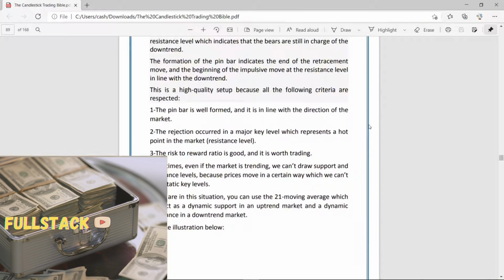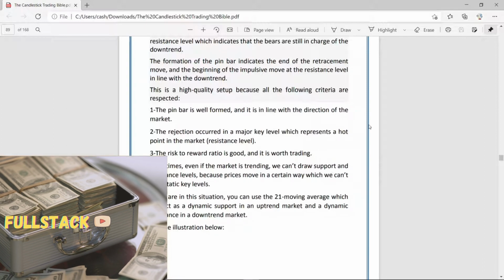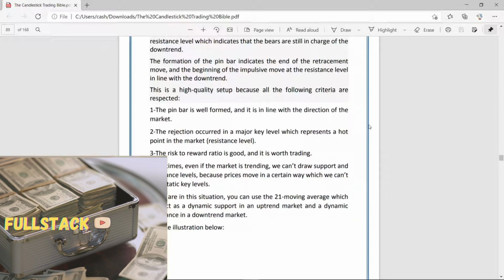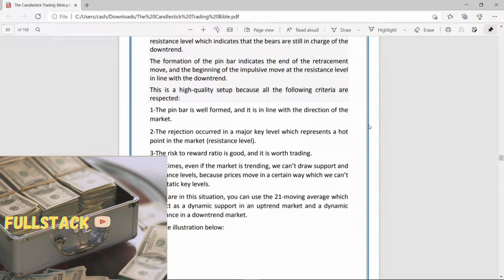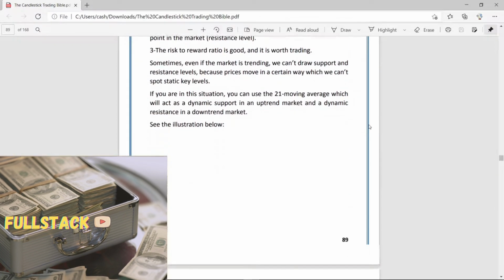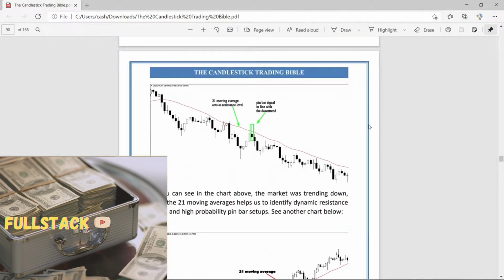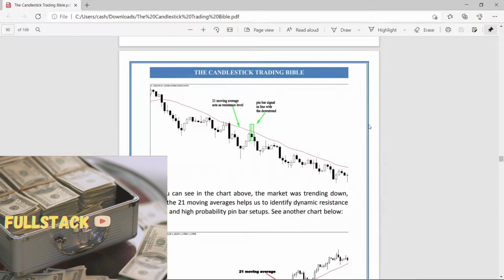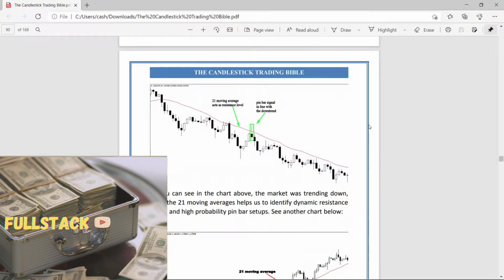Sometimes even if the market is trending, we can't draw support and resistance levels because price moves in a way where we can't spot static key levels. If you're in a situation like this, you can use the 20-hour moving average, which is a dynamic support in an uptrend market and a dynamic resistance in a downtrend market. So this is the pin bar, and basically it's acting as a resistance. I guess someone who uses the moving average would take that trade, seeing the pin bar form at a resistance level due to the moving average.